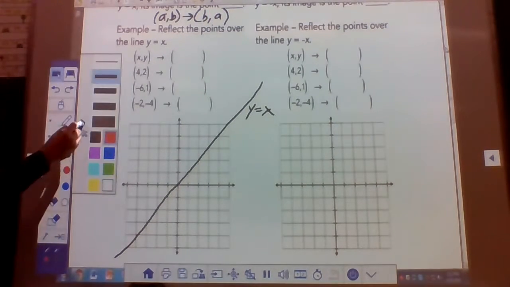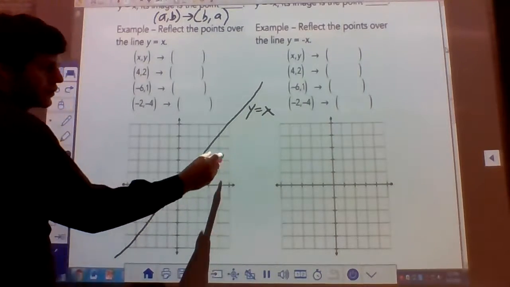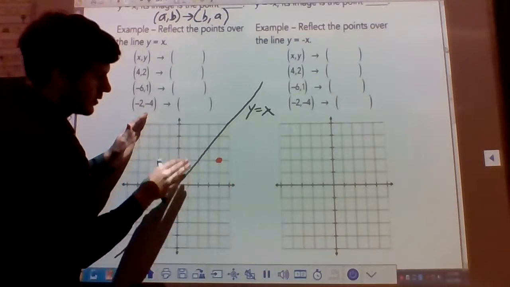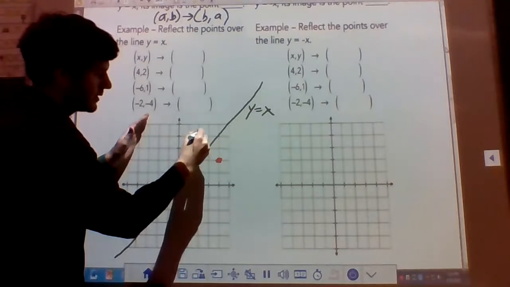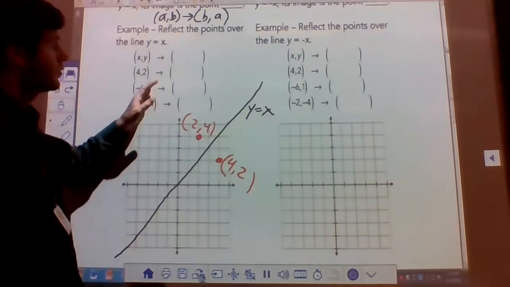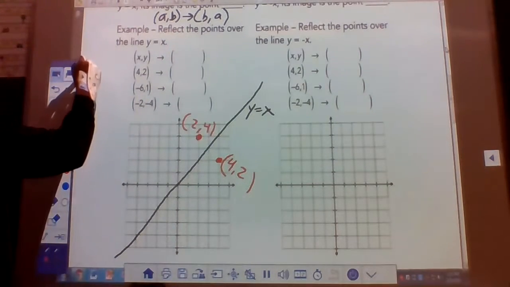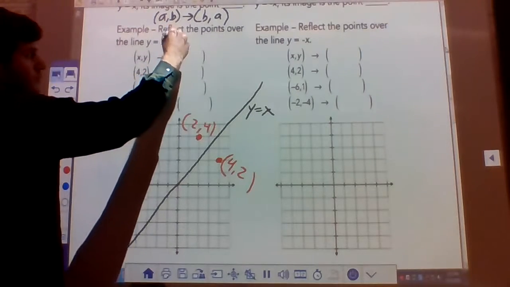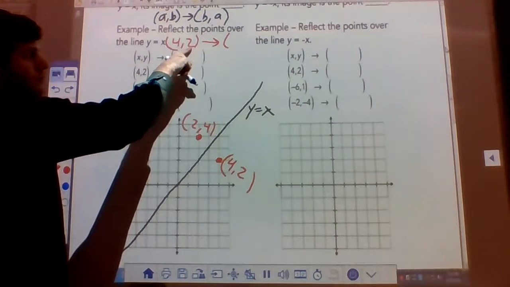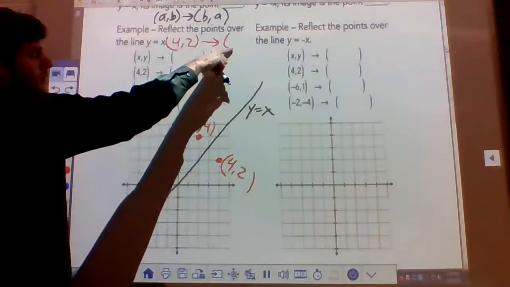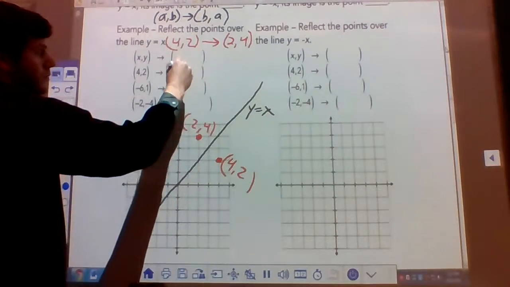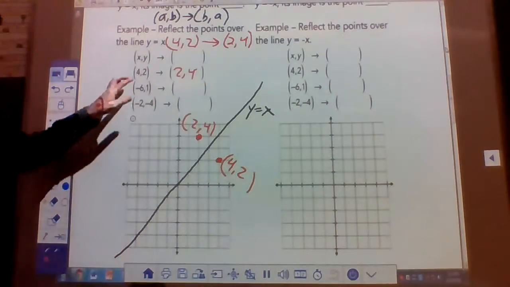First one is 4, 2. And visually, we're going to fold it this way. We're reflecting this way over the line y equals x. So visually, we can see it's here, which is going to be 2, 4. Or we could use our formula. AB is 4, 2, so A is 4 and B is 2. We put our next formula in. We got BA. B was 2 and A is 4. So all we do is flip the order.